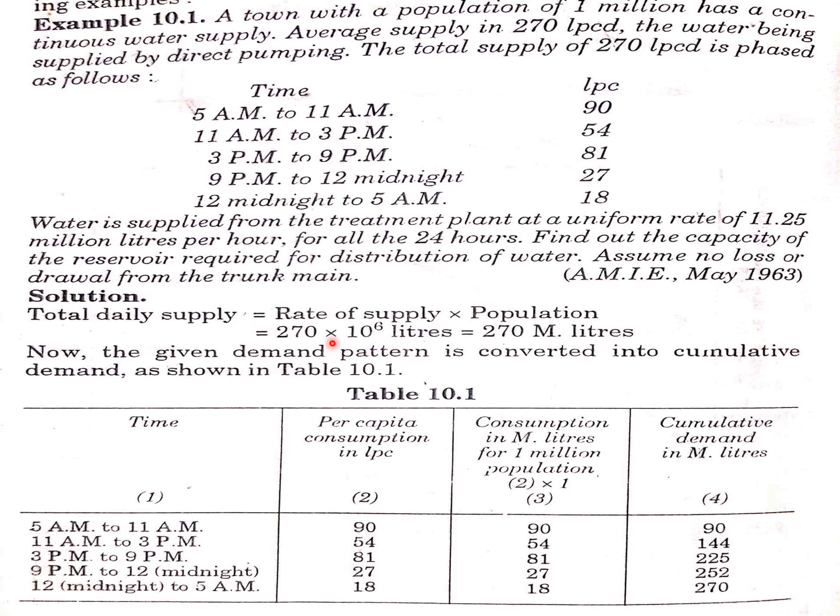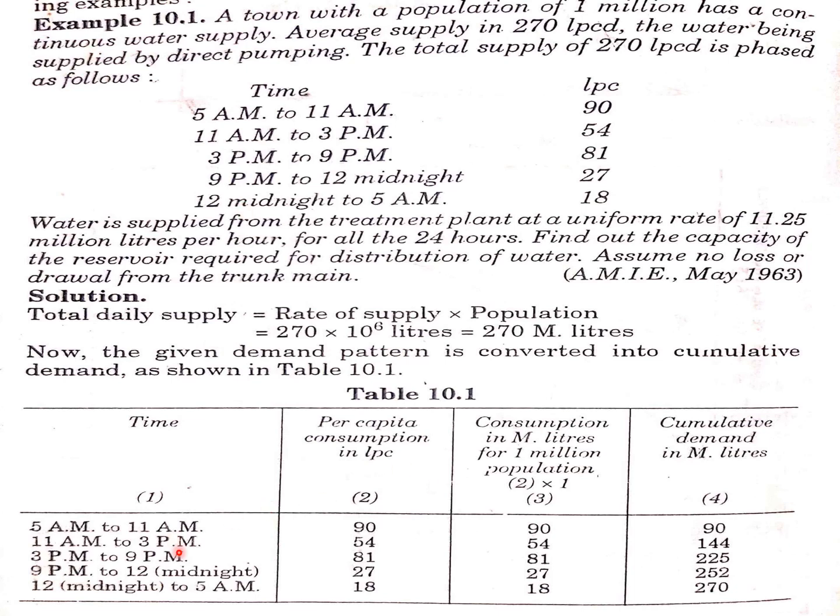So first, what is the total daily supply? 270 million liters per day. Okay, that is 270 into 10 power 6, because that is the population in this locality. So what is the population? 1 million, which is nothing but 10 power 6. So this is equal to 270 million liters, the total daily supply. If one person needs 270 liters per head, then how much is the total population? 1 million. So for 1 million, 270 million liters is the required amount of water.